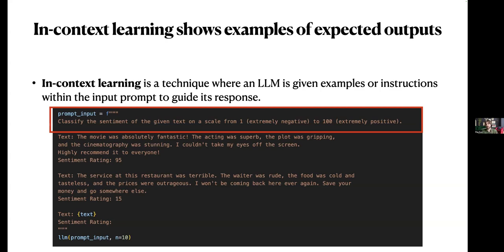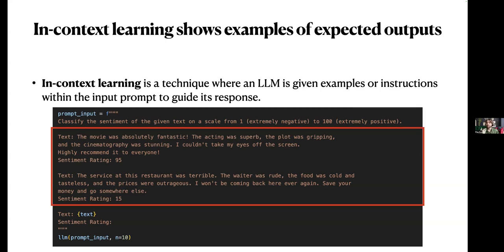You would have a variable, something like prompt input equals. And this is a variable where most of the things will be stored. First you say the task. So the task could be something like classify the sentiment of the given text from 1 extremely negative to 100 extremely positive. And what you do is then you show simply two examples. So you give one example, the movie was fantastic, and you give a rating, and you think that this rating is ground truth. You think that this rating really represents the true label that you want to emulate.